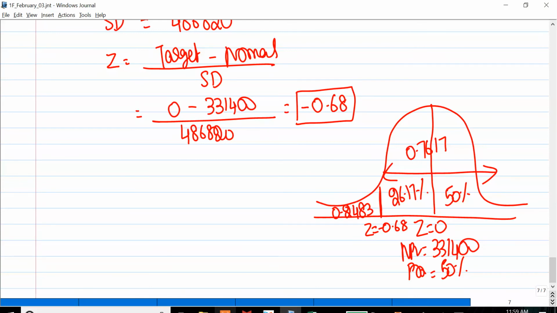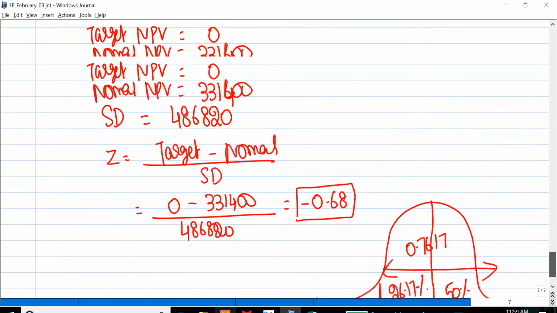Is it greater than requirement or less than requirement? In this case, it's less than 0 requirement, which is 24.83%. Any doubts on this? Now write till this first.